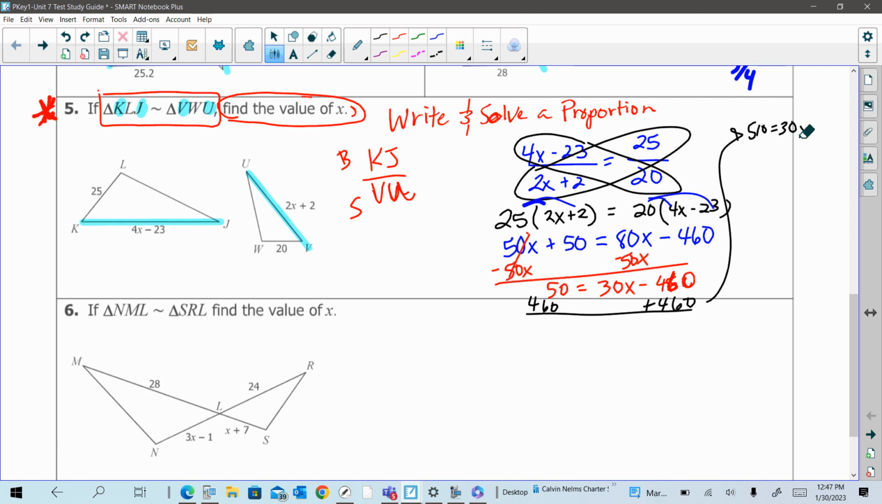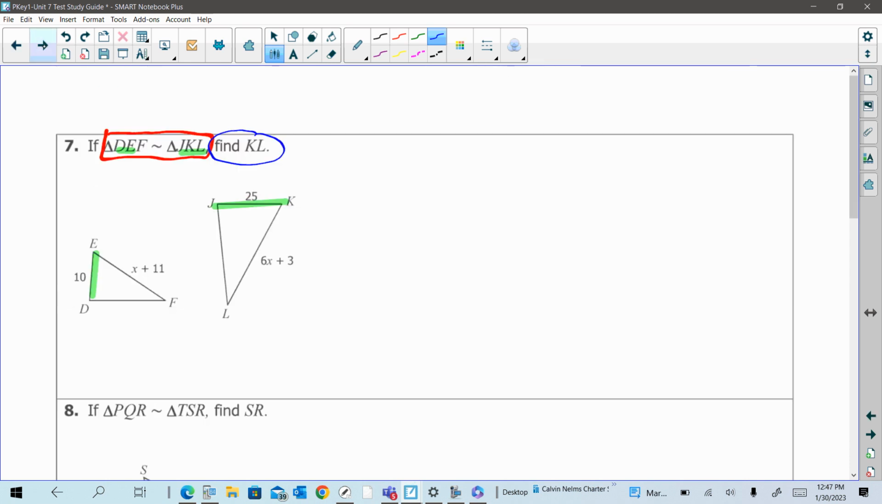So number 5 and 6 are similar to each other for the main reason that you have the similarity statement and you're trying to find the value of x. So match up the letters, please, to set up your proportion correctly. All right, I want to go to the next problem because now they're going to ask you to find a side. So if you look at number 7, here, they're asking us to find KL.